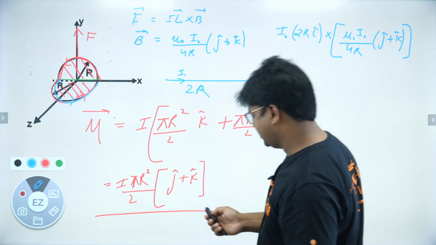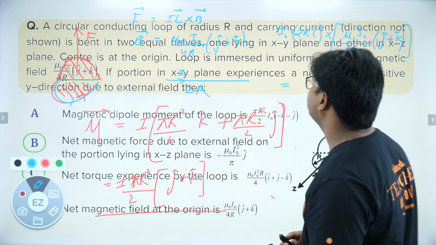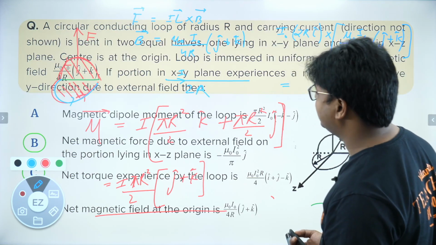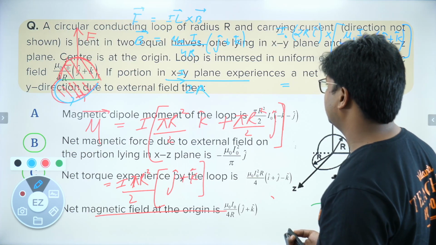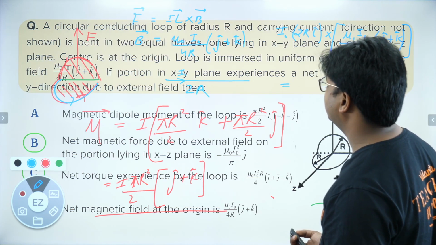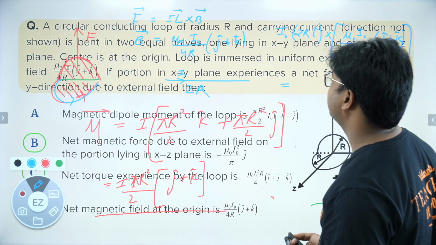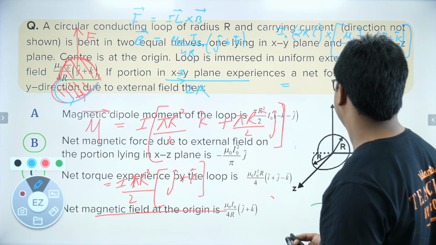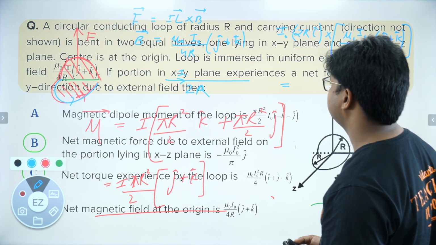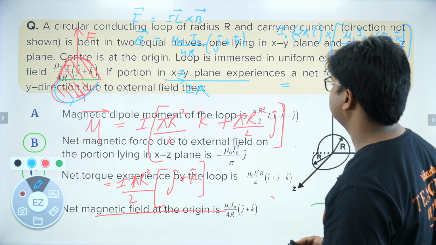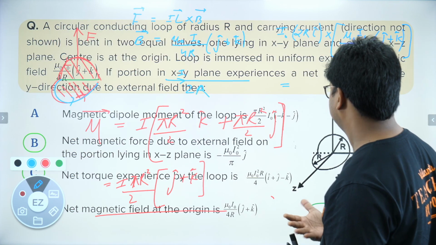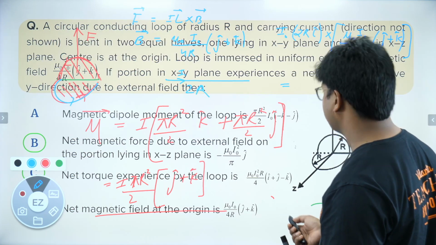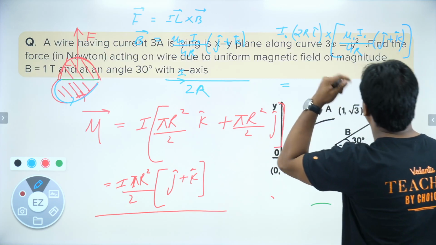Just a minute, guys. I think I've been wrong somewhere. The portion in the XY plane experiences the net force in the positive Y direction. Portion in the XY plane, due to the external field. Yep, I guess only the K component I should check.